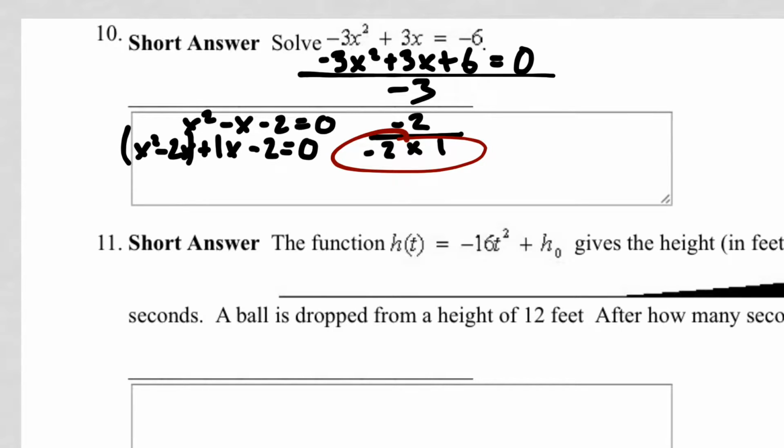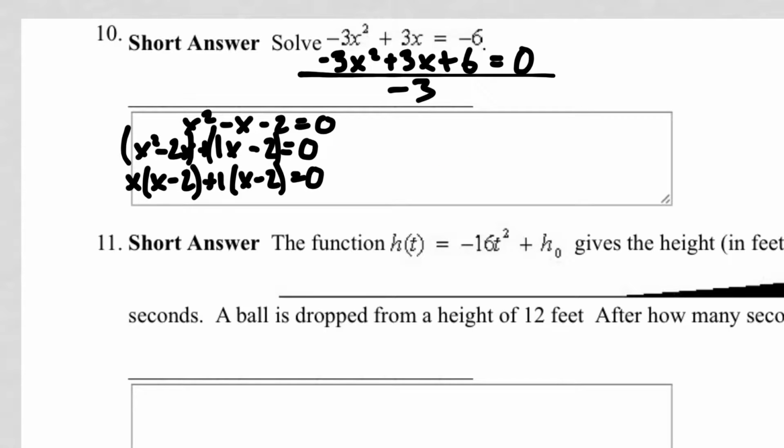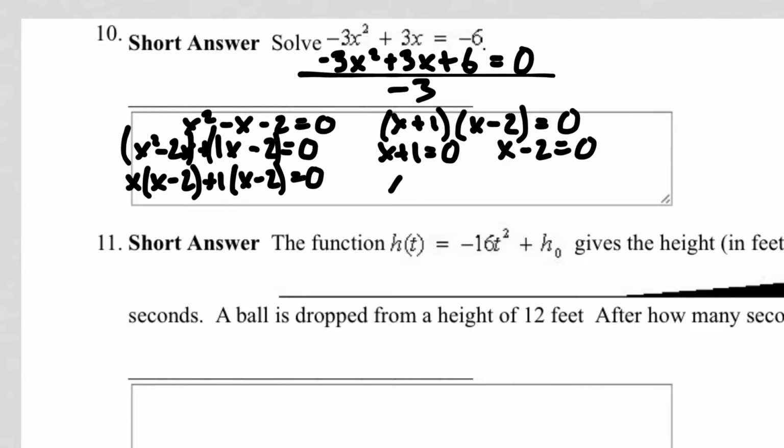Factor by grouping, I group these two together, I group these two together. I get x and x minus 2. And on the other pair, I get 1 and x minus 2. And there you go. Almost ready to finish it. My two factors are x plus 1 and x minus 2 equals 0, right? This one does say solve, and there's an equal sign, so I have to go for another extra step. X plus 1 equals 0, and x minus 2 equals 0. So my two solutions are x equals negative 1 and x equals 2. That one and that one.